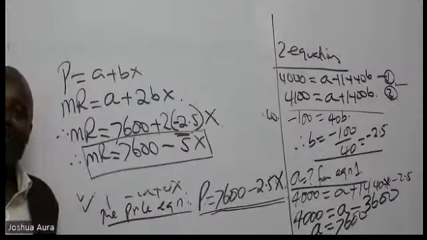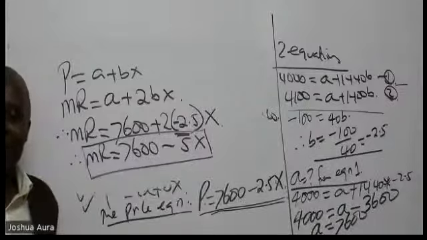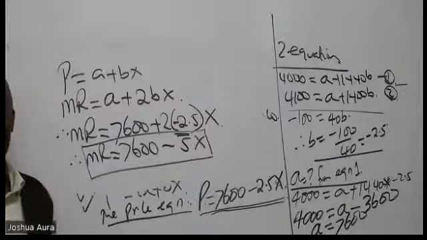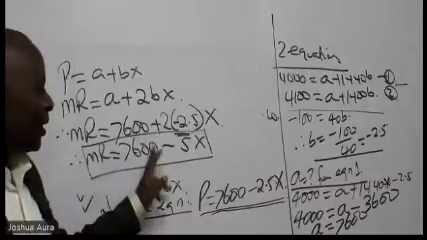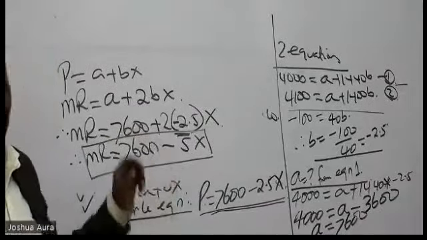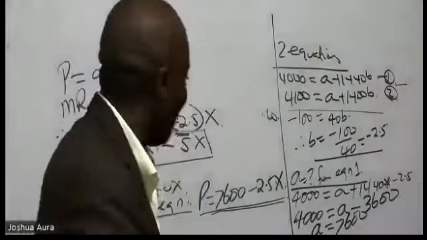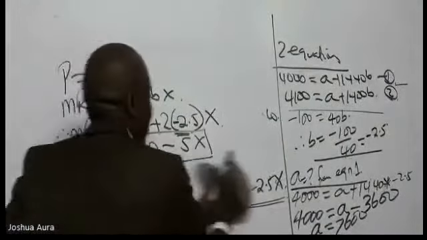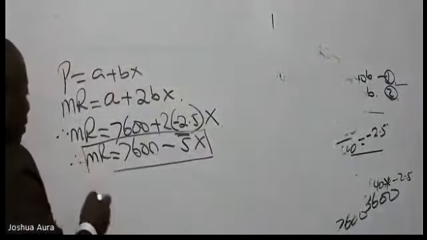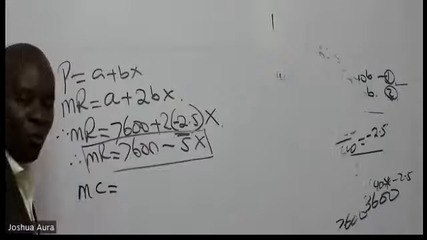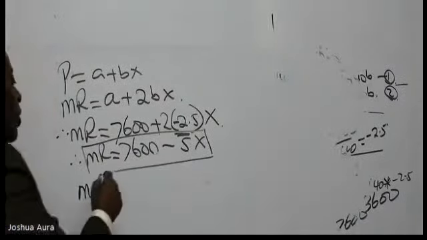Marginal revenue equals 7,600 minus 5X. We have to get X. We have only got the marginal revenue function. This is a very important function, especially if you hate differentiation. Now, once I get this, remember that you had given me marginal cost. For the double room, marginal cost is 2,000.